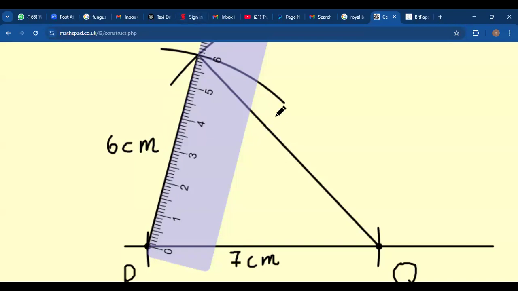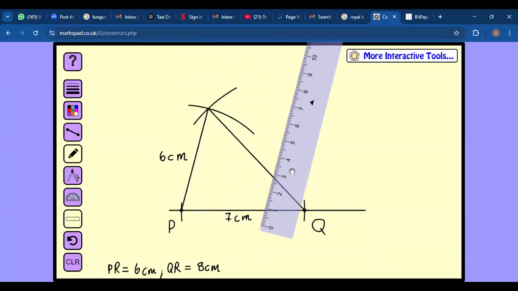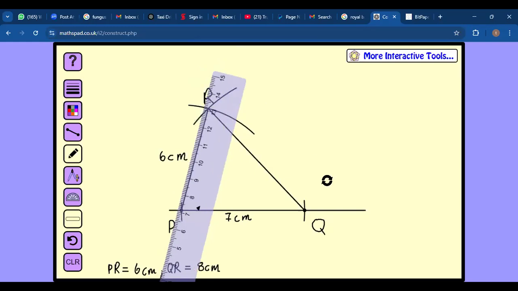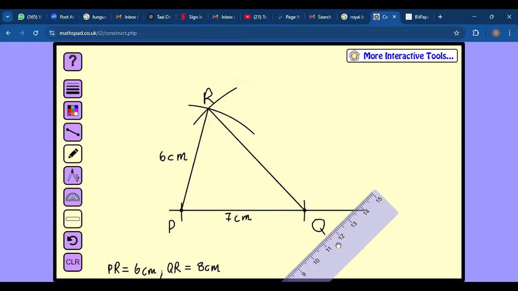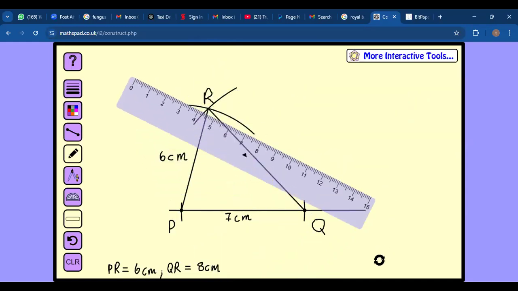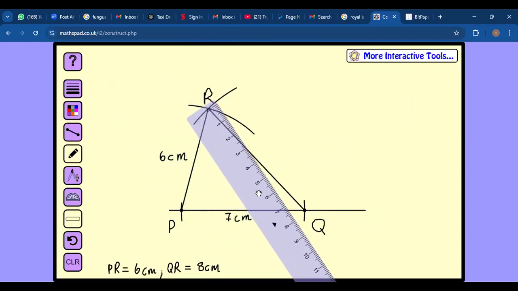And let's go again to the next one. That's P, that's PR. So we call this R. And then what we're going to do is come here.